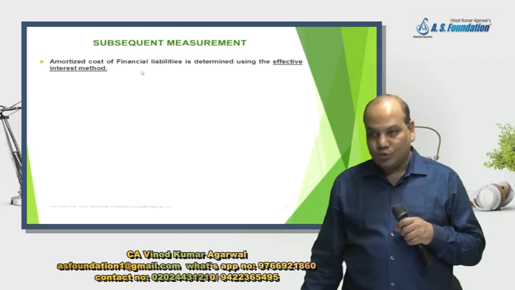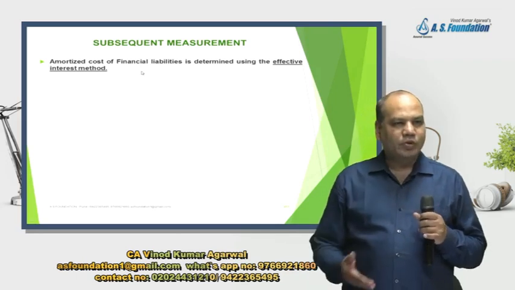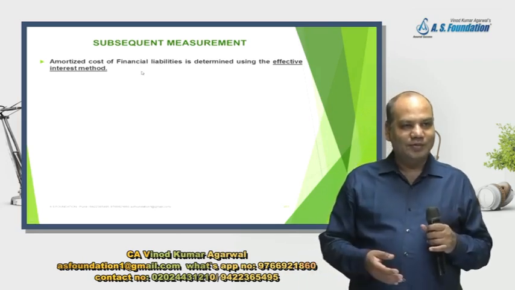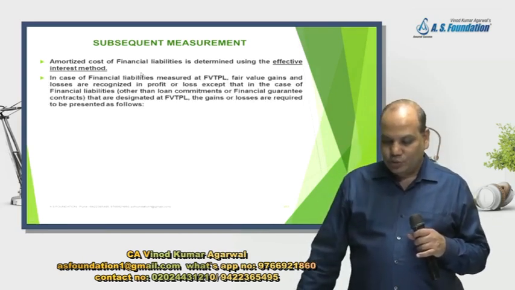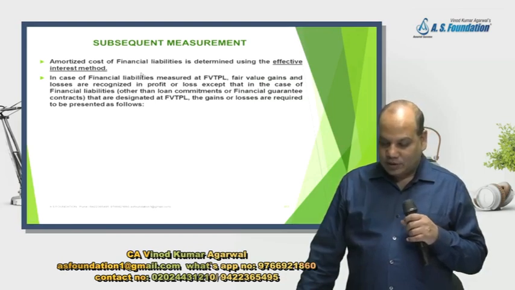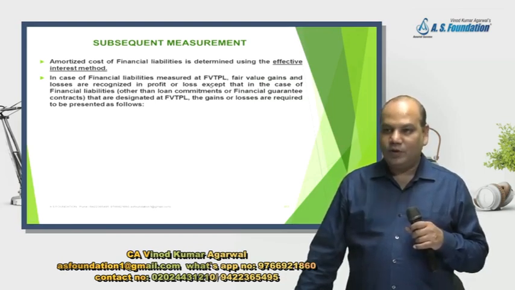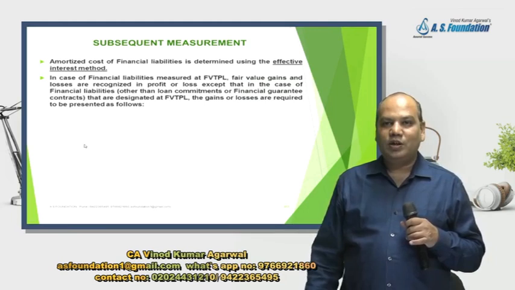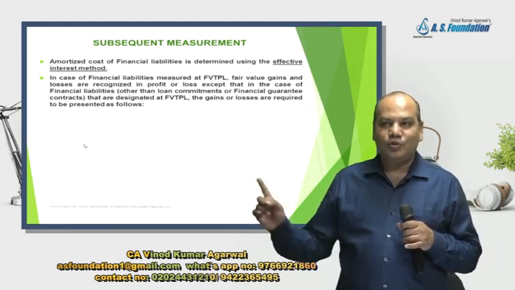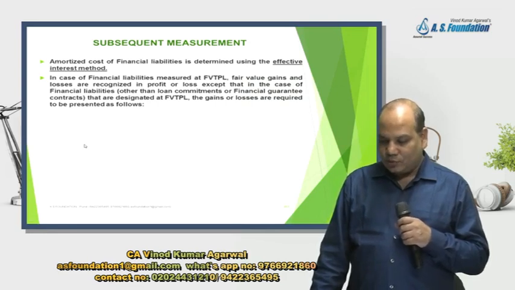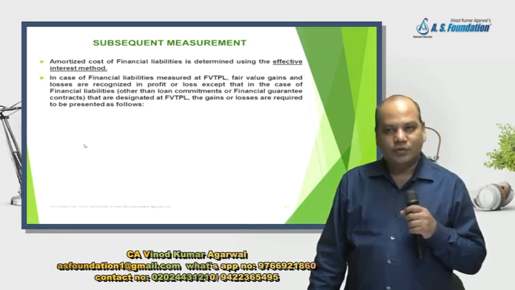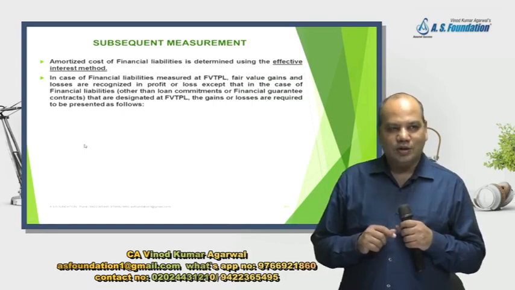Now, dear student, come to subsequent measurement. Already done 3 problems. If it is amortized cost instrument, use effective interest rate method. If it is an FVTPL instrument, measure it at fair value on every reporting date, and change in fair value will be recognized in profit and loss. But now there is some complication.